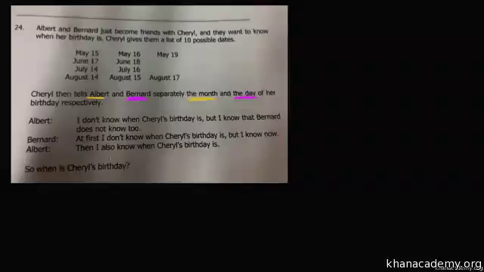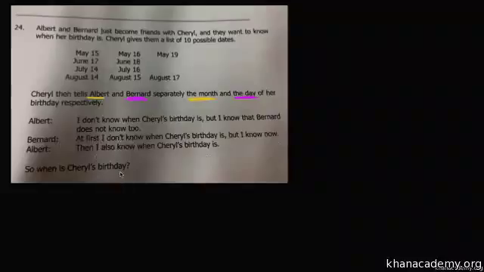And then we have this dialogue. Albert says, "I don't know when Cheryl's birthday is, but I know that Bernard does not know too." That's fascinating. And then Bernard says, "At first I didn't know when Cheryl's birthday is, but now I know." Fascinating. And then Albert says, "Then I also know when Cheryl's birthday is." So when is Cheryl's birthday?